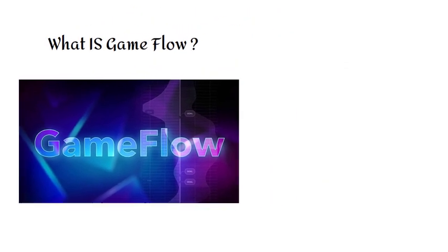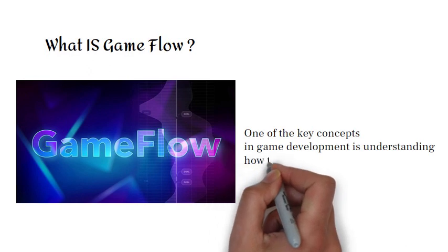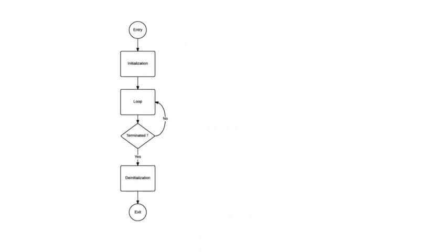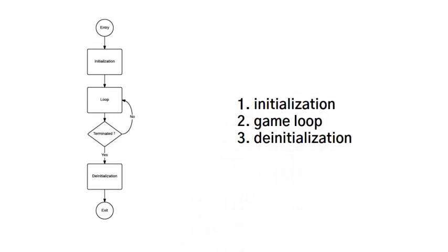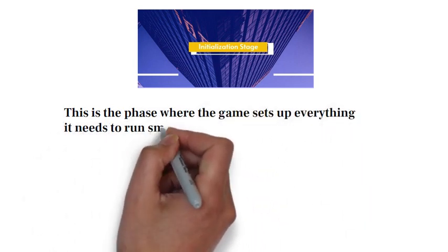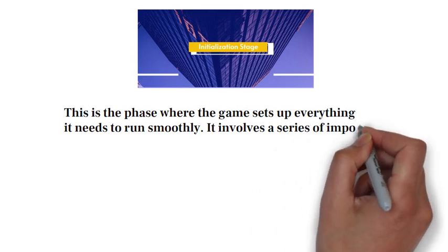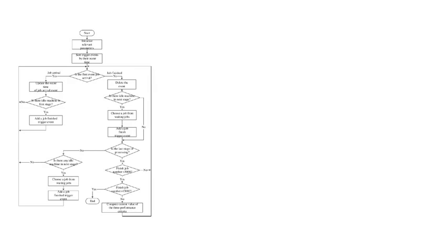Now, let's move on to what is game flow. One of the key concepts in game development is understanding how game flow works. The game flow can be broken down into three stages: initialization, game loop, and deinitialization. Let's start with the initialization stage. This is a phase where the game sets up everything it needs to run smoothly. It involves a series of important tasks that prepare the game for gameplay.